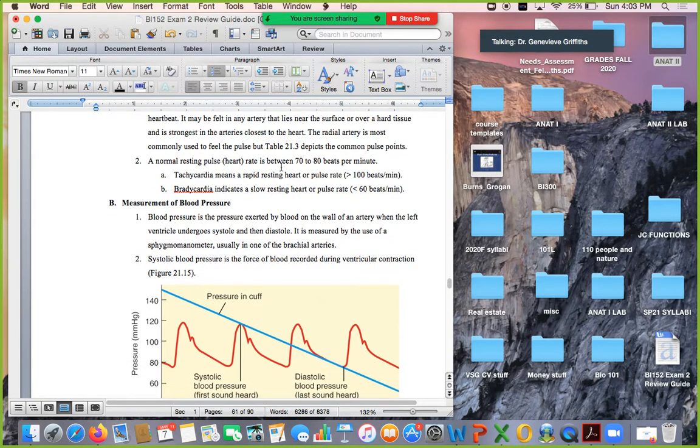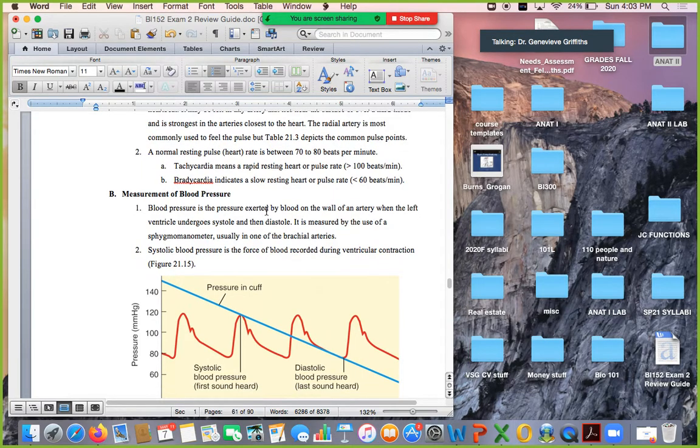Now, a normal heart rate is between 70 to 80 beats per minute. And if we have tachycardia or bradycardia, that means that we have a much higher pulse or a much lower pulse. So we're out of our normal range by being either too high or too low.